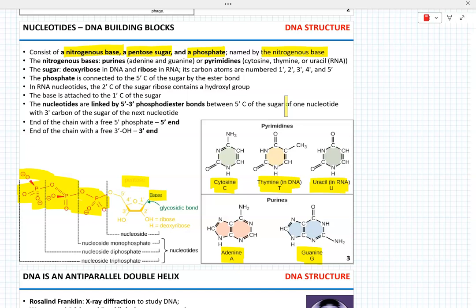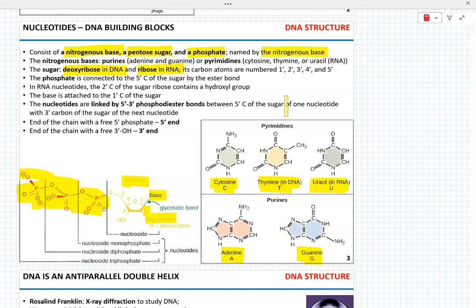The sugar that you can find in a nucleotide depends on the type of nucleic acid you are dealing with. If it's a DNA, it's going to be deoxyribose with the hydrogen at the 2' carbon. If it's RNA, it's going to be ribose with OH group at the 2' carbon.